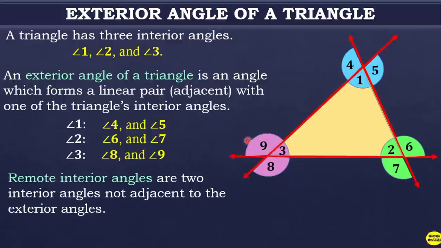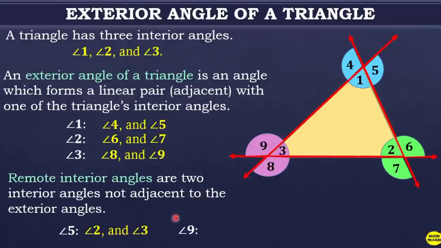So, ang remote interior ni angle 9 ay angle 1 and angle 2. So, let us name all the remote interior angles of angle 5. So, for angle 5, we have angle 2 and angle 3. Okay, so for angle 5, since exterior angle to, ito po yung kanyang interior angle. But when we are talking about remote interior, ito po yung interior angle na hindi niya katabi o hindi adjacent sa kanya. So, we have angle 2 and angle 3.